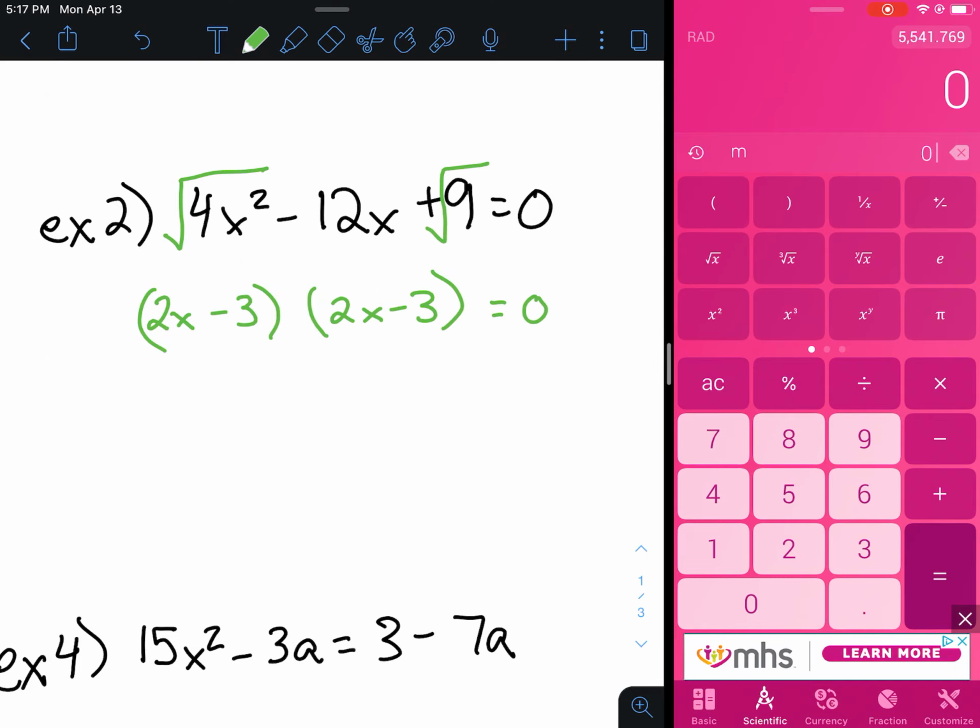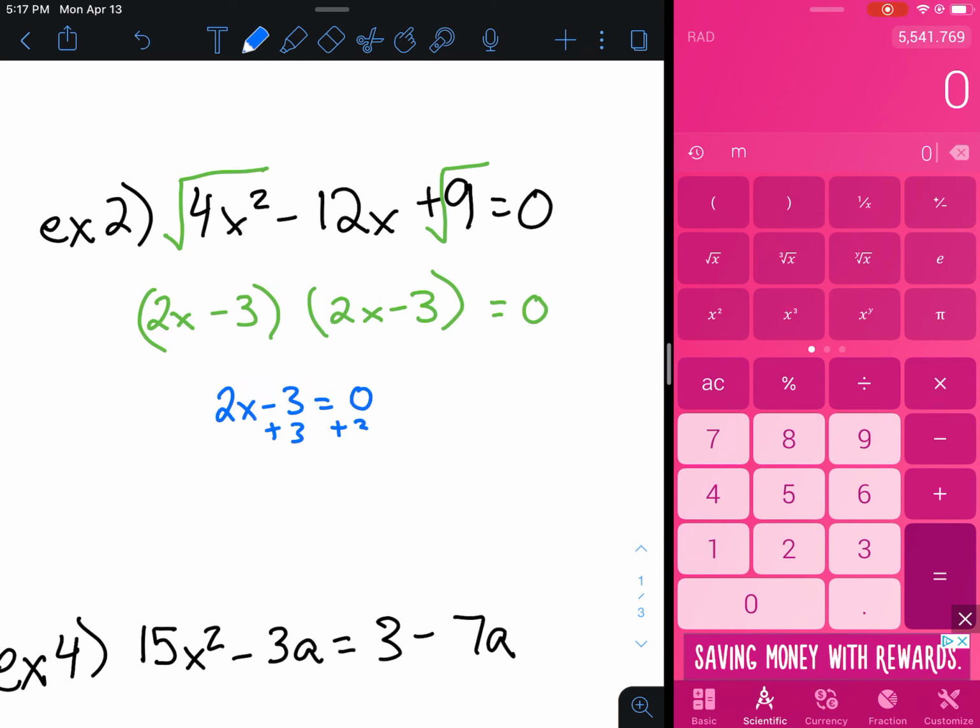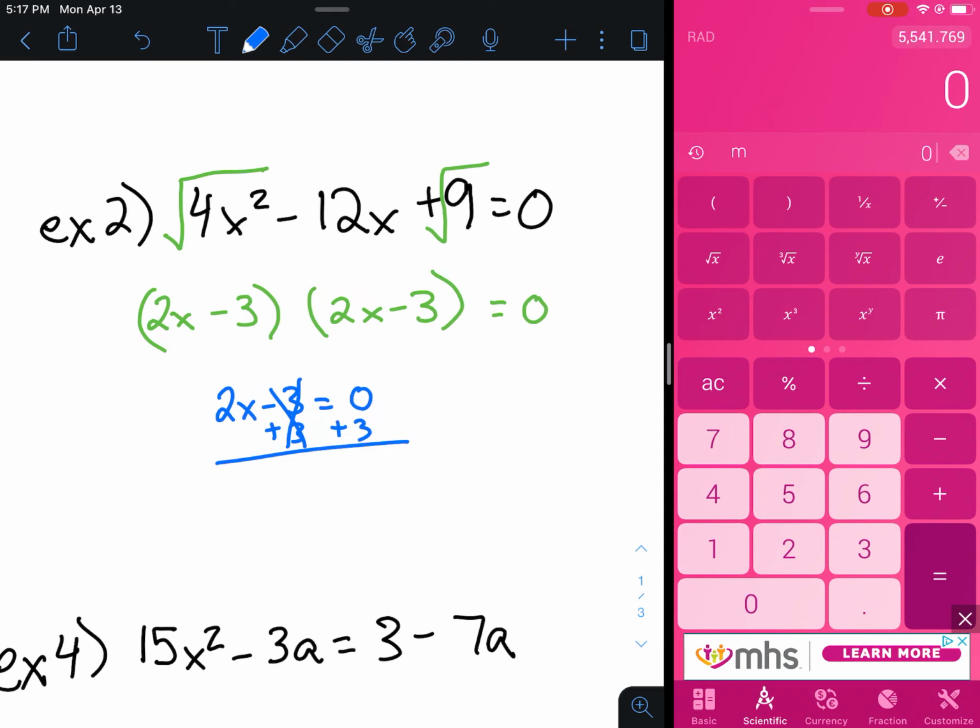Again, both of these are set equal to 0. But because they are the exact same thing, we only need to solve it once. So we add 3 to both sides, and we get 2x equals 3, and then divide by 2. So when we solve this, we end up getting x equals 3 over 2, or 1 1/2, and that's our only solution. It's still technically 2 roots because the 2 roots are the exact same.